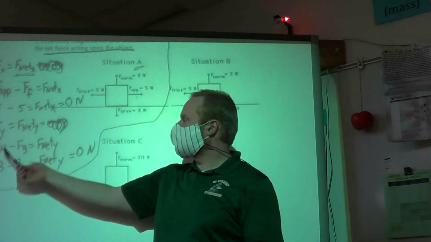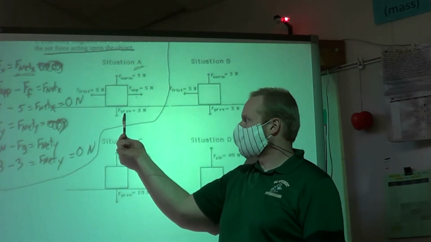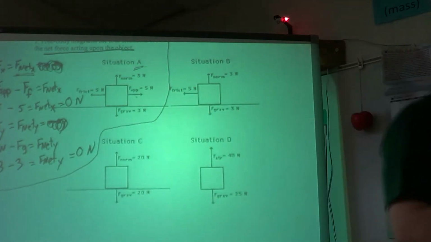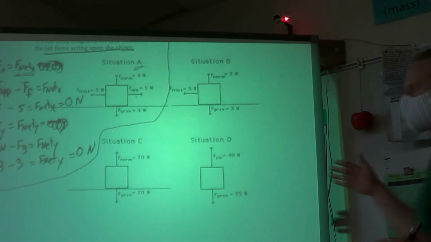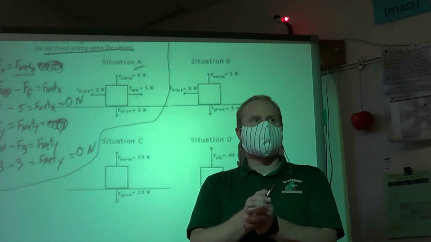Except in the y direction, now we add our ups, normal, subtract our downs, gravitational force, to give me an F net. So plus 3 minus 3 gives me a net force of 0 in the y direction. So in the y direction, what's true about my velocity? Constant or changing? And in the y direction, my forces are balanced or unbalanced? Balanced. And in the y direction, acceleration is what? 0.